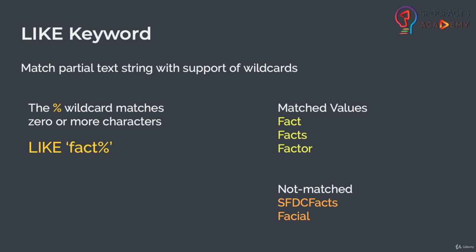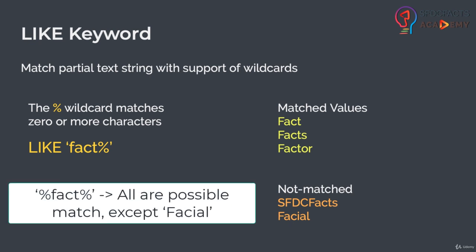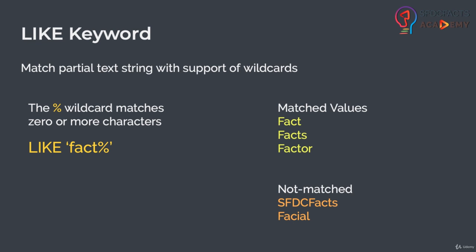So it must start with fact, and then you can have any number of characters after that, and you can place this percent anywhere in your string. So if you write your string like percent fact percent, then it's going to match fact, facts, factor and SFDC facts as well, because you have this percent before your fact word as well. So you can place this percent anywhere and it's going to match with 0 or more characters.